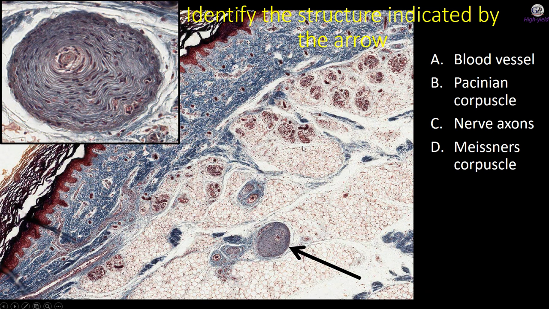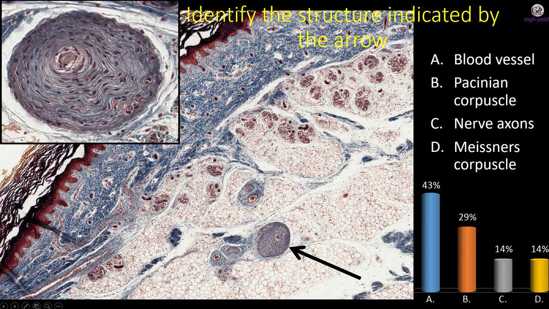Identify the structure indicated by the arrow. Ooh, here's a low power view. Here's a closer up view. This is a beautiful cut onion shape. You can see where the axon is and the sensory receptor. This is the Pacinian corpuscle, and a lot of them are down in the hypodermis, and this is a fingertip section. So Pacinian corpuscle, vibration and deep touch.